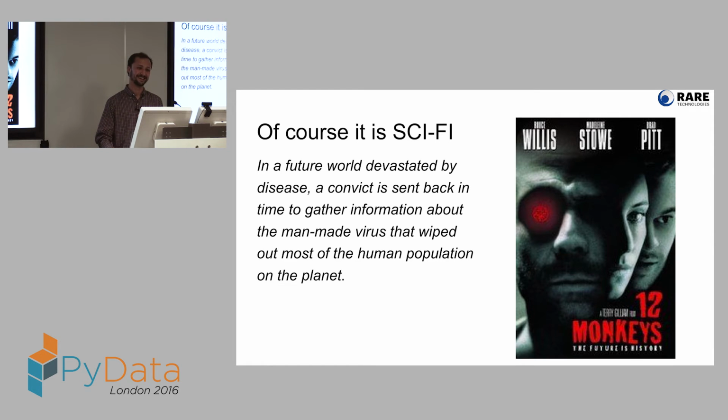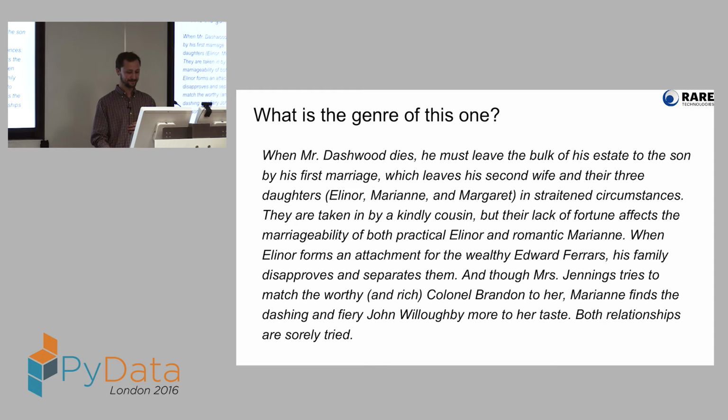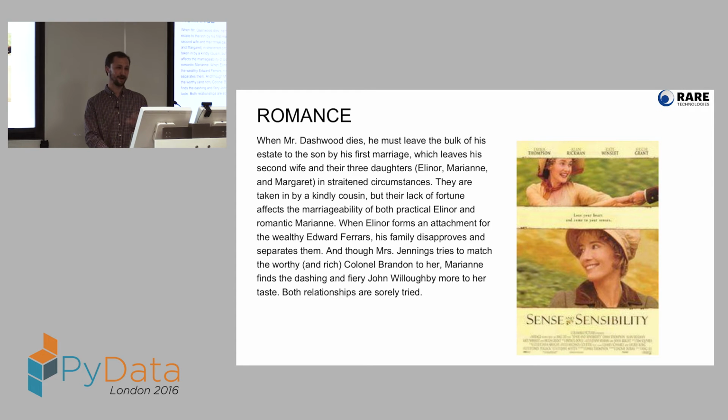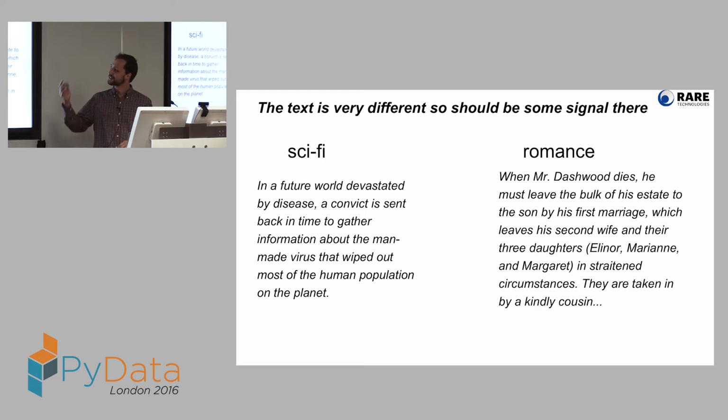Okay. So, can you guess this one? The genre, maybe the movie title. It's quite long. Somebody dies. Drama. Period drama. Something about marriage. I don't know. We think it's romance. And yeah, it's called Sensibility. Great name.